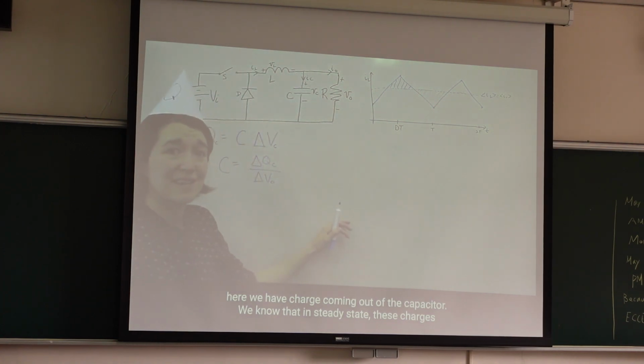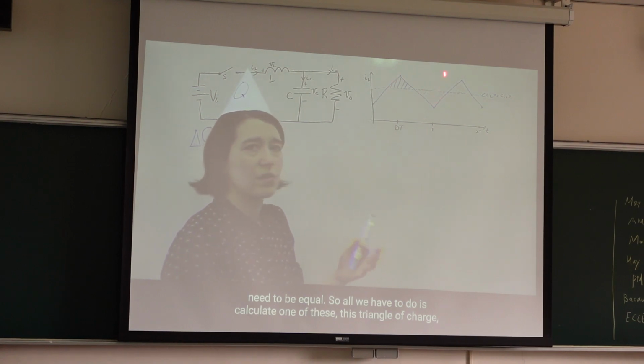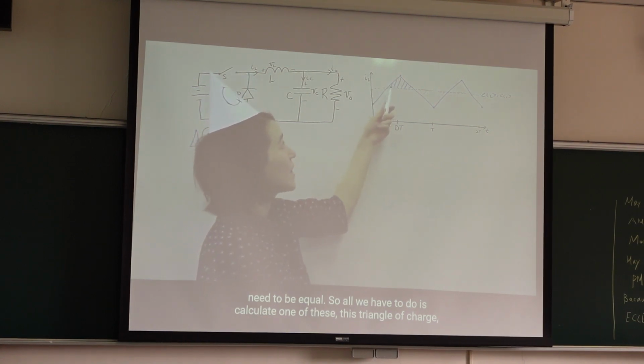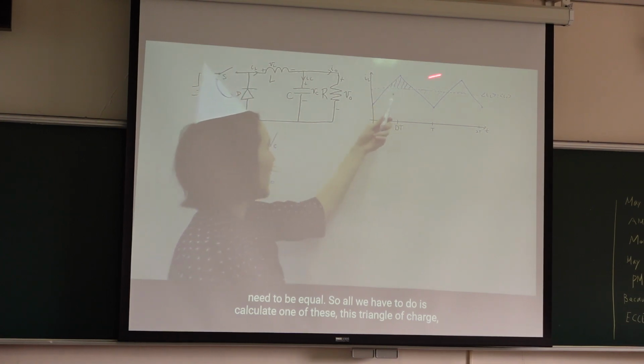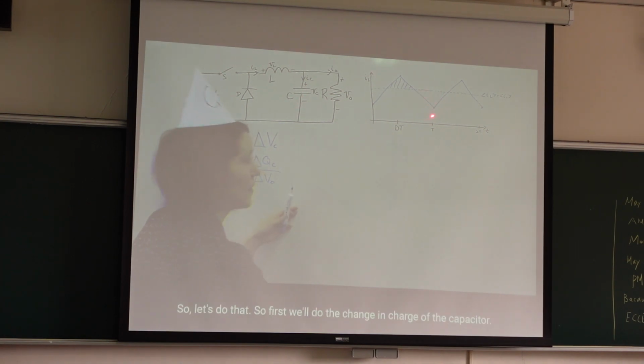We know that at steady state, these charges need to be equal. So this one equals this one. So all we have to do is calculate one of these, this triangle of charge, and then substitute that into here, and we can solve for the capacitance that we need. So let's do that. So first we'll do the change in charge of the capacitor.